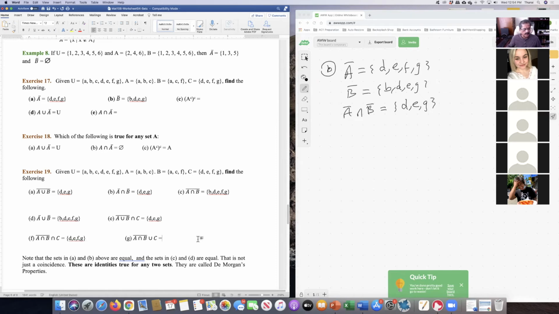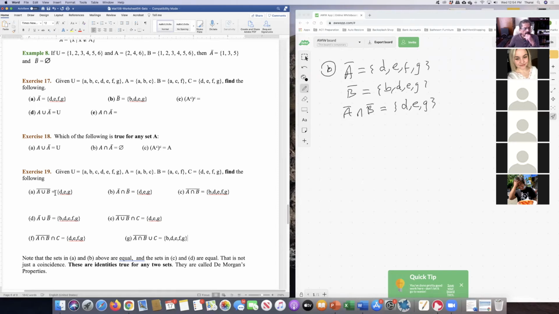Okay. Finally, A intersection B bar union C. We have A intersection B bar right here, already computed, and we need to combine that with C. That'll give us B, D, E, F, G. Yeah, same as A intersection B bar. B, D, E, F, G. All right, so let's write that. B, D, E, F, G. Okay, now we are finished with that.